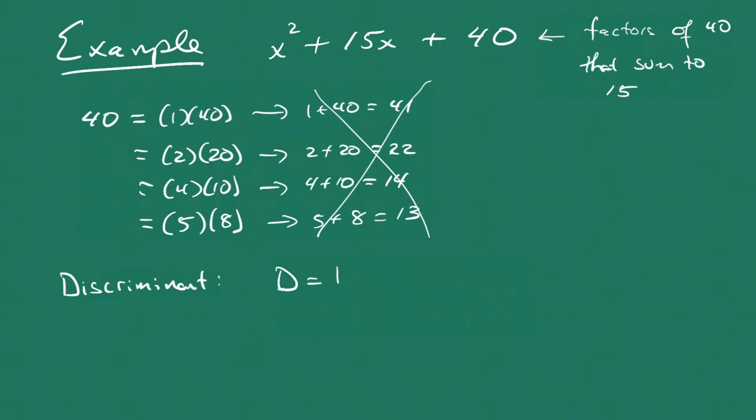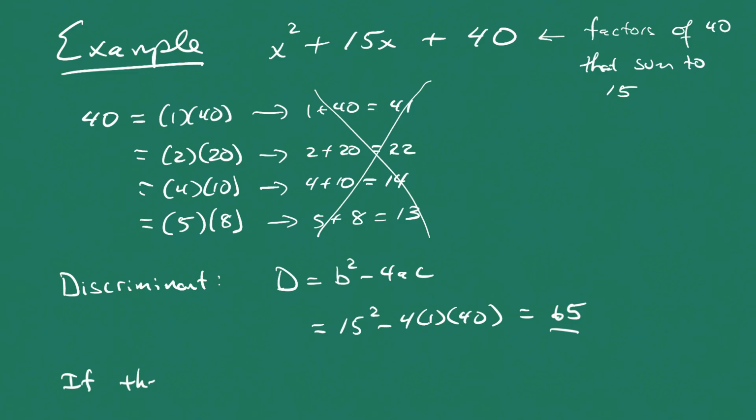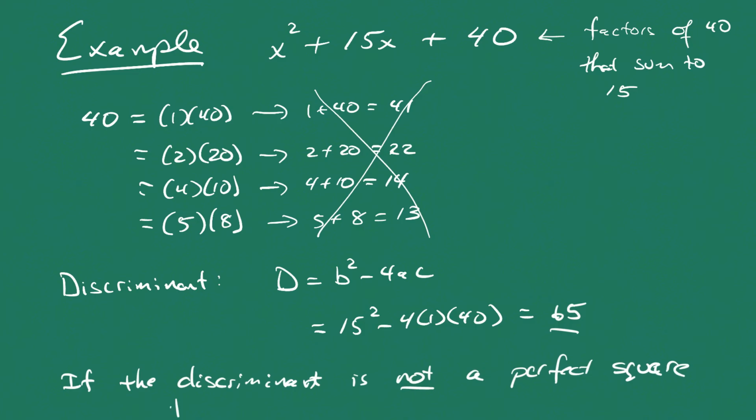If we look at our discriminant, b squared minus 4ac, what we have in this case is 15 squared minus 4 times 1 times 40, which gives us 65 for an answer. Now, the discriminant will tell us this: if the discriminant is not a perfect square, the shortcut fails.